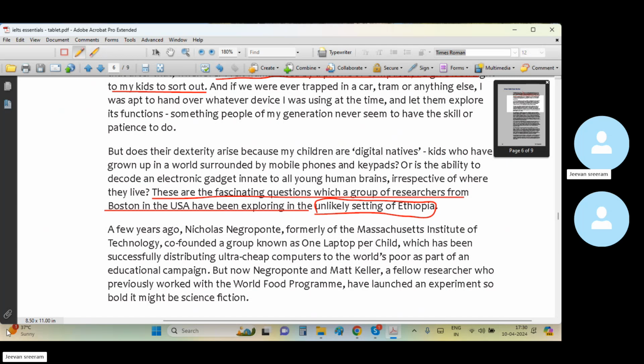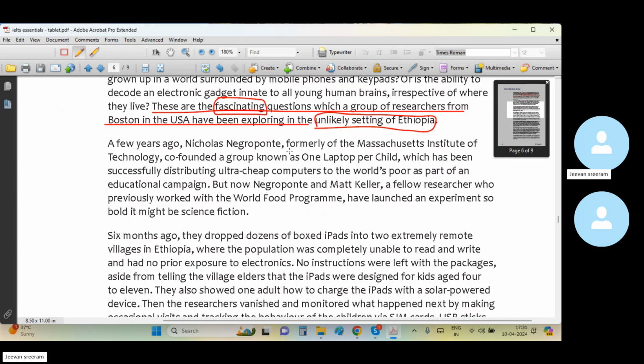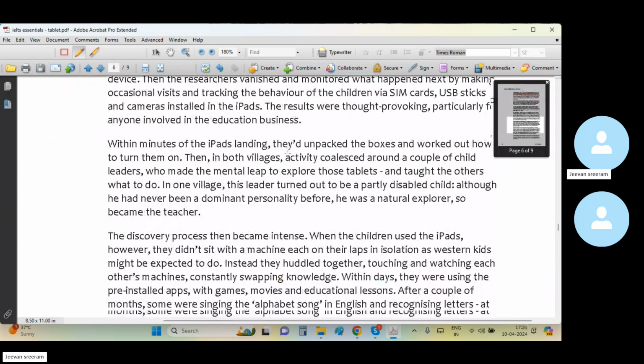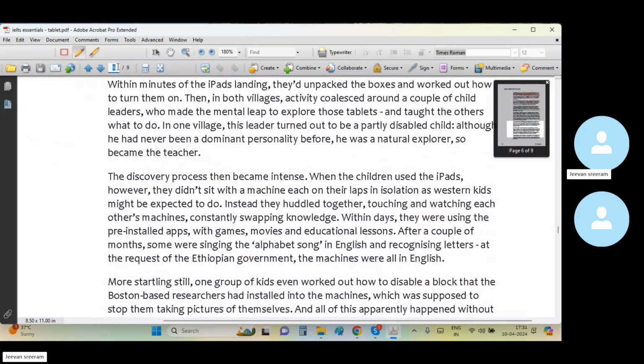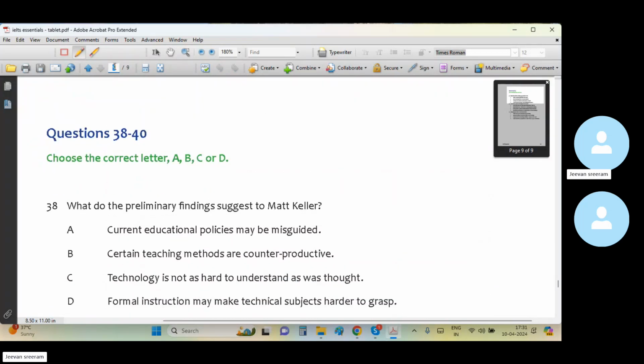So yes, it is implicitly giving a meaning with this unlikely setting. The author felt that is an unlikely setting, a kind of impossible setting, right? That's why he's surprised. There are some fascinating questions, and for those fascinating questions, Ethiopia is not at all a likely setting, right? So based on these phrases and the overall meaning of the sentence, what do you have to go with? Yes, no, or not given? Yes. Yes. Surprised.